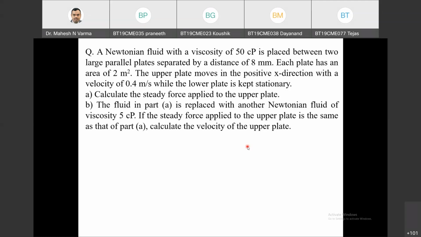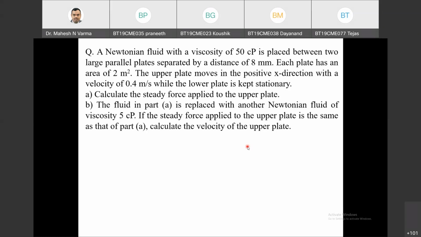So everybody got this 5 Newton. Anybody not getting 5 Newton can write in the chat box.